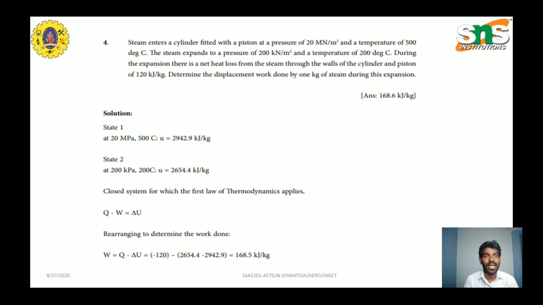Before we go to that, we will find out the pressure and temperature, and how they are converted into change in internal energy. These are the parameters to find in this problem's given section.